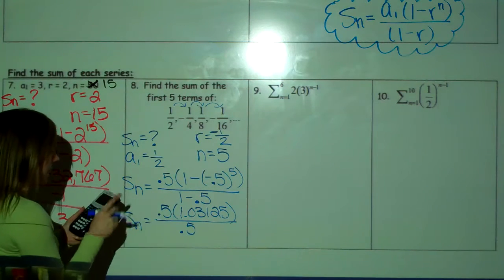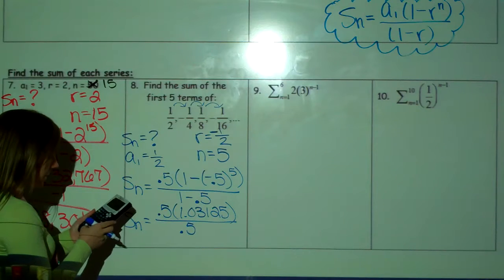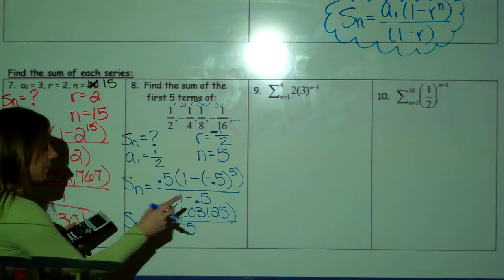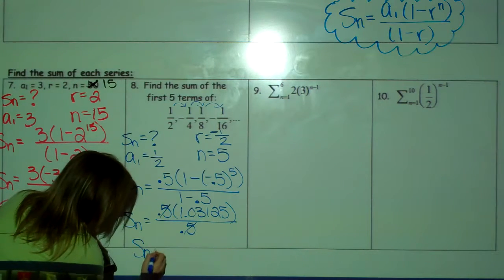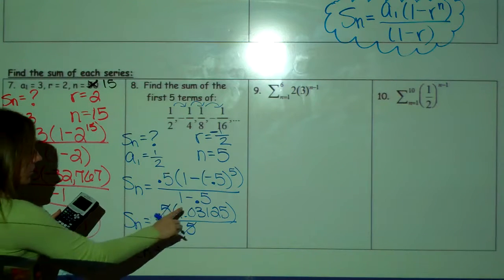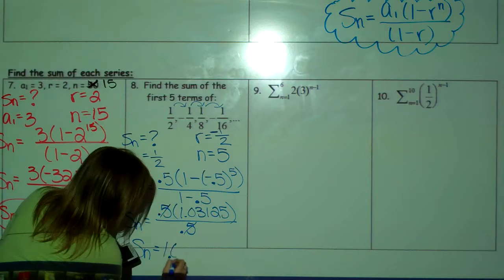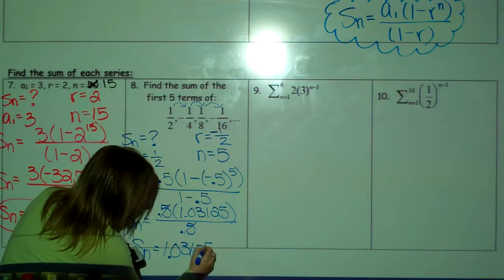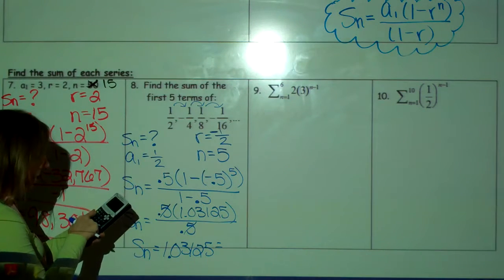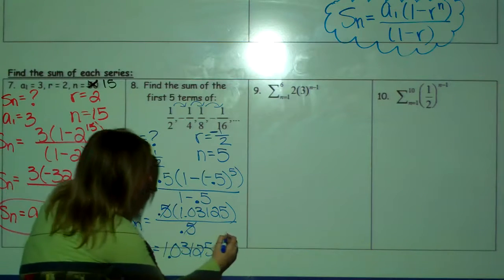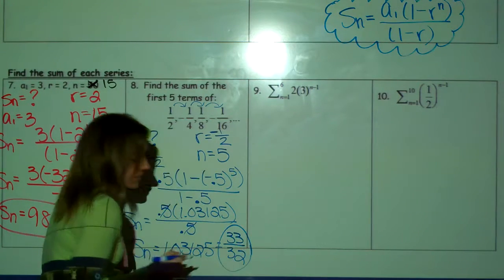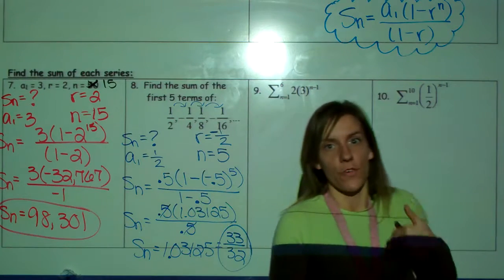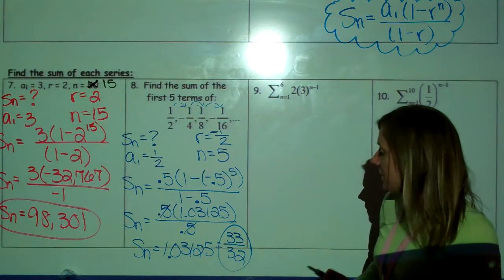So 0.5 times that I already got. I'm going to divide that by 0.5, and I get this back out because those actually cancel. So I get 1.03125, which is a fraction. If I go math, enter, I get 33 over 32. So if we had left it a fraction, we would have kept it as a fraction. Okay.